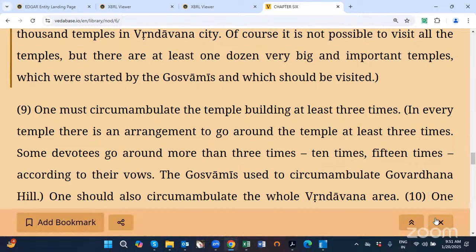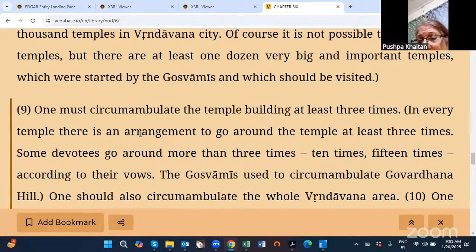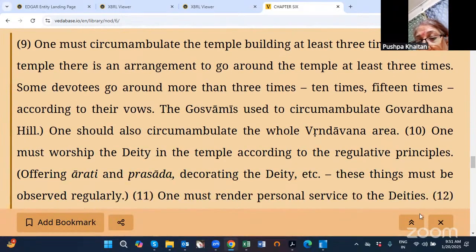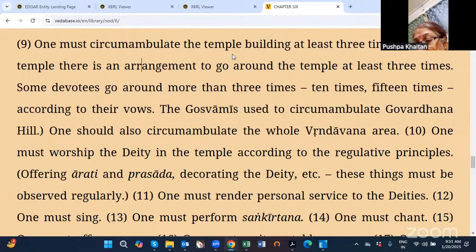One must circumambulate the temple building at least 3 times. In every temple, there is an arrangement to go around the temple at least 3 times. Some devotees go round more than 3 times, 10 times, 15 times, according to their vows. The Goswamis used to circumambulate Govardhana Hill. One should also circumambulate the whole Vrindavan area.